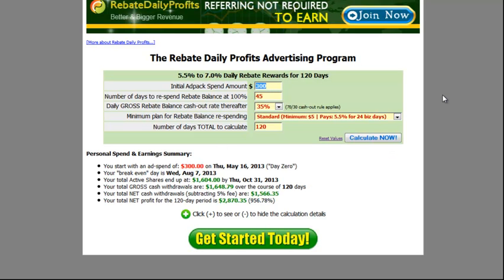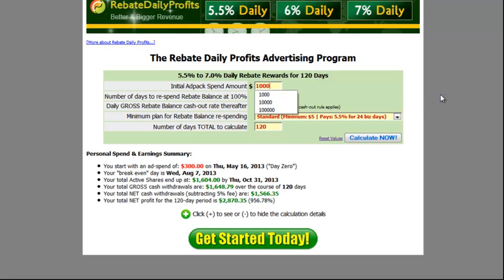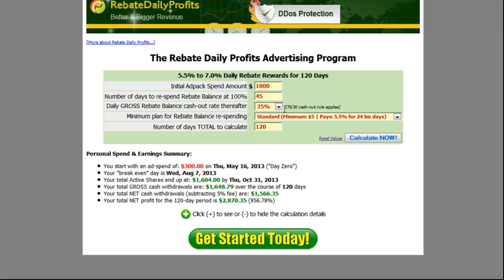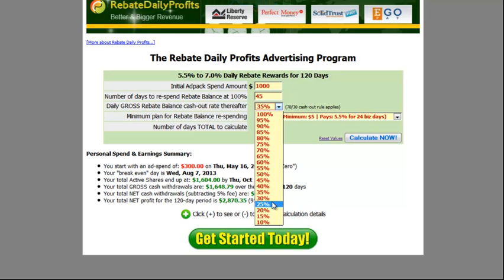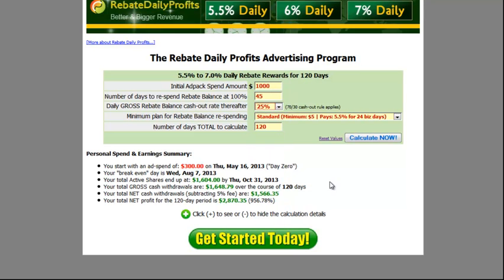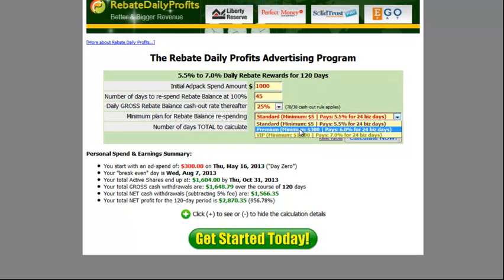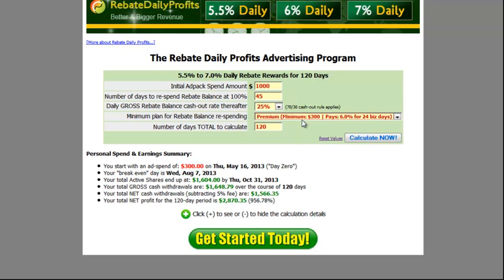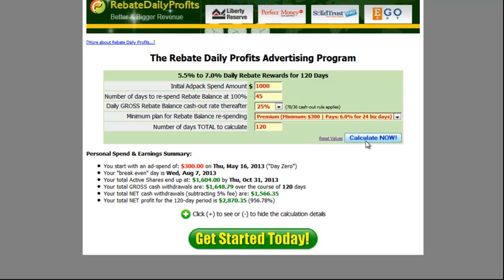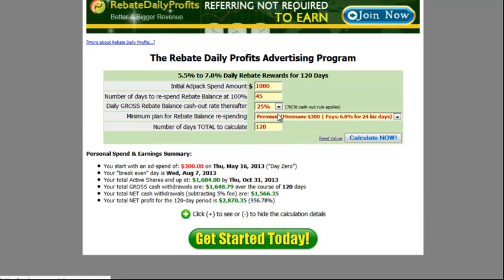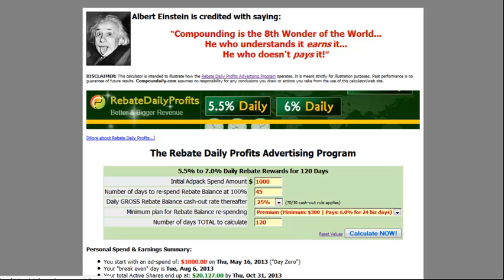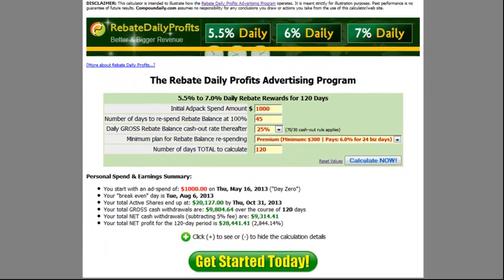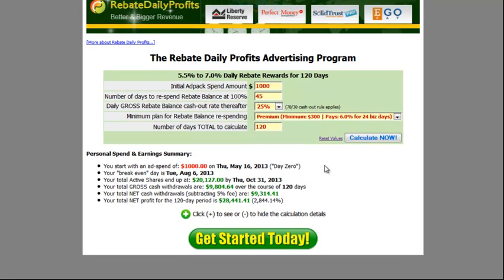What if we were to put in $1,000, which gets you into the VIP plan, and do the same thing, but let's pick a smaller cash out amount, let's say 25%, and we're still going to wait 45 days and see what happens. And now we'll say we're going to wait before we repurchase at all until we have at least $300 in our rebate balance. So let's see what that looks like. So this is how you can play with the numbers and figure out where you are and what you want to do and how much you want to repurchase and how much you want to cash out.